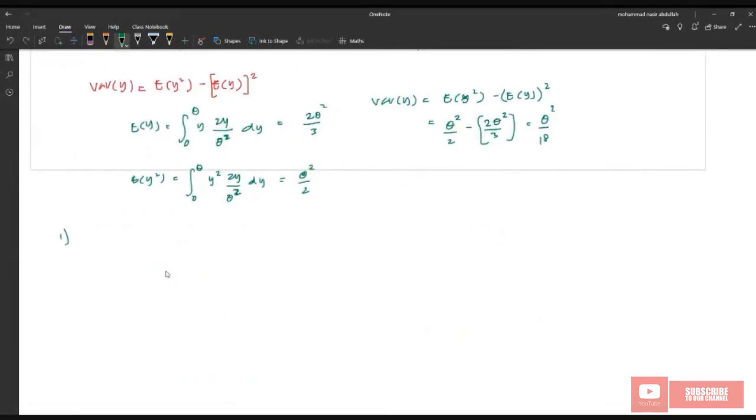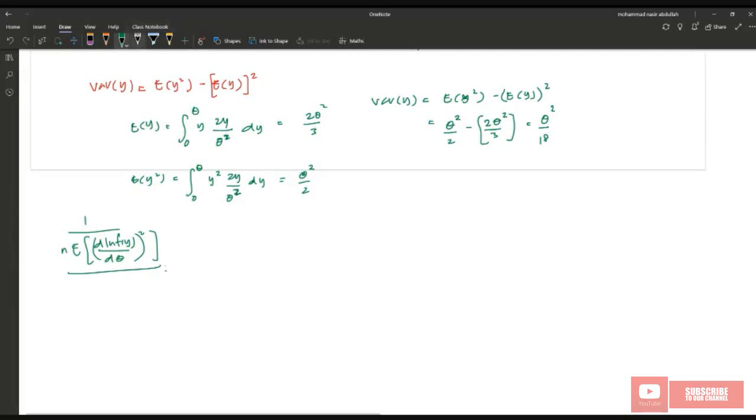So then, let's say I'm using the second formula of the Cramér-Rao lower bound. The second formula is 1 over negative n multiplied with the expected value of the derivative of ln f(y) with respect to theta, and then this is squared. This is the second formula.